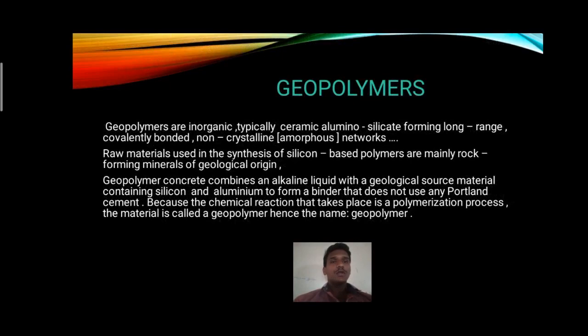Geopolymer. Geopolymers are inorganic, typically ceramic aluminosilicate, forming along a range of covalently bonded, non-crystalline, impervious network. Raw material used in the synthesis of silicon-based polymer are mainly rock-forming mineral of geological origin. Geopolymer concrete combines an alkaline liquid with a geological source material containing silicon and aluminum to form a binder that does not use any Portland cement because the chemical reaction that takes place is a polymerization process. The material is called a geopolymer, hence the name geopolymer.